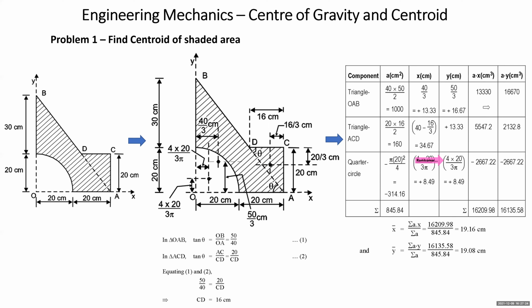The summation of this column gives you summation ax, a1 x1 plus a2 x2 plus a3 x3. This column summation gives you summation ay, a1 y1 plus a2 y2 plus a3 y3. You get this one. Then students, you get x bar as summation ax upon summation a. Substitute those values, you get the x coordinate. Similarly, y bar comes out to be summation ay upon summation a. Substitute the values, you get the y coordinate. This way, we get the x and y coordinates of the centroid of this shaded area.